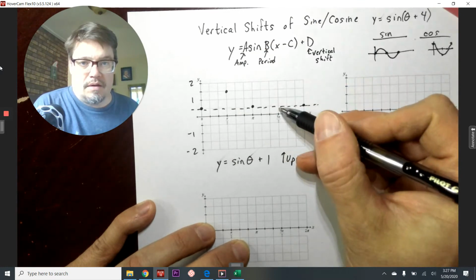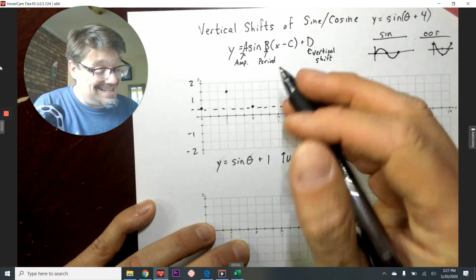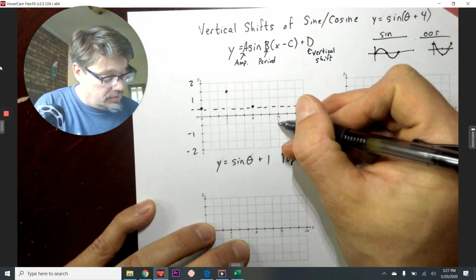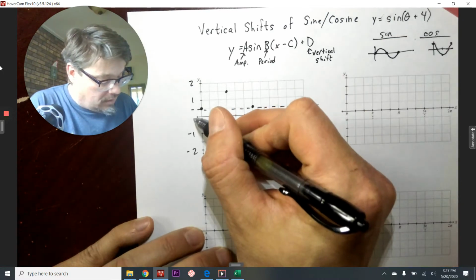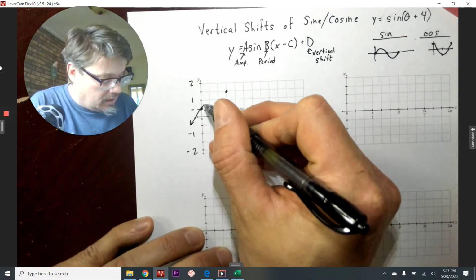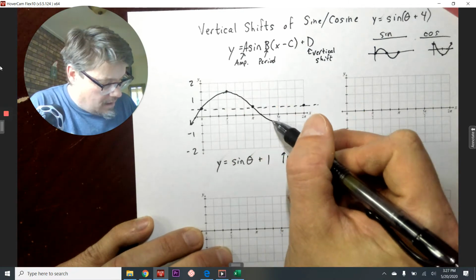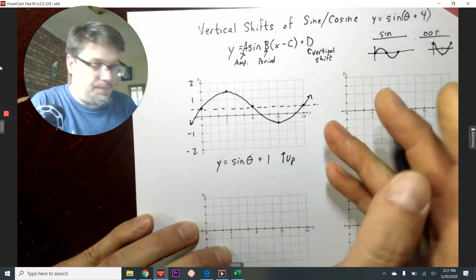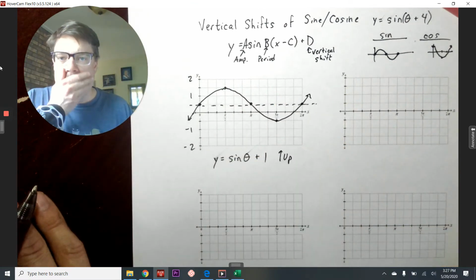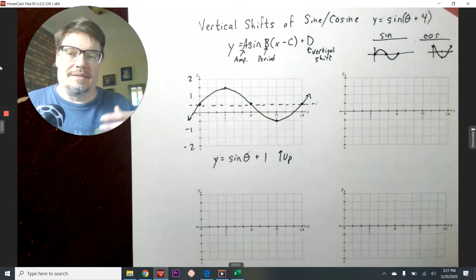And then over here at 3 pi over 2, that's when sine is at its minimum. So he's going to go 2 units here. So the sine wave here has actually been completely lifted up 1 unit. Okay? All right, and that's going to be very valuable for when we get into applications of these things.